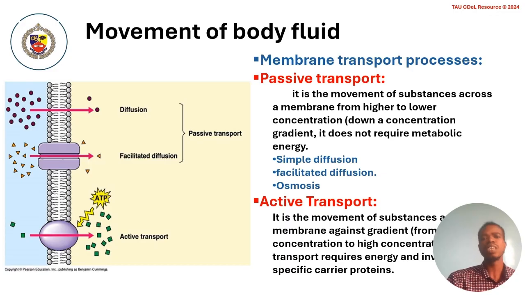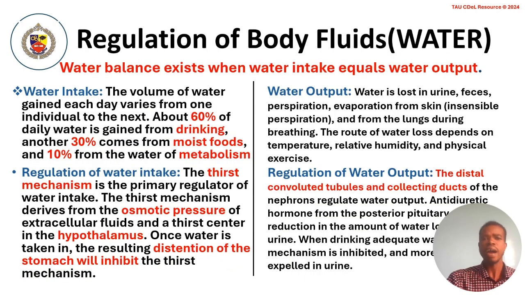So these are ways in which fluid is moved through the cells. We have active transport, which has to do with the use of energy and carrier proteins. Facilitated diffusion also uses carrier proteins. Active transport also uses carrier proteins. But the difference between active transport and passive transport is the use of energy.